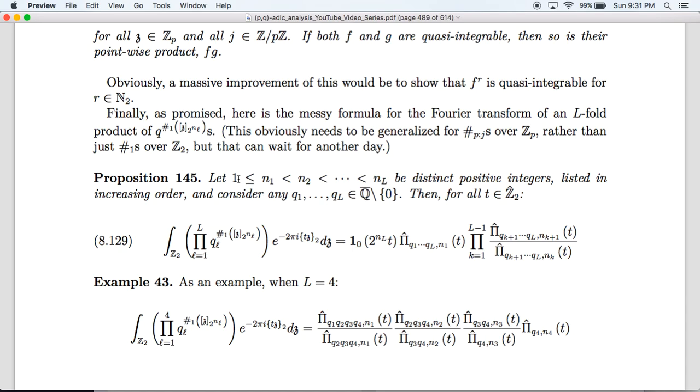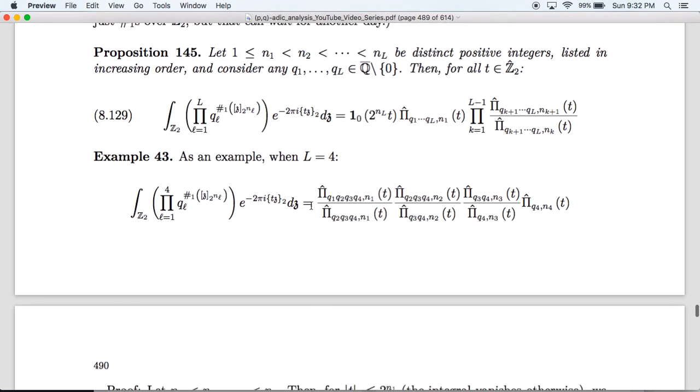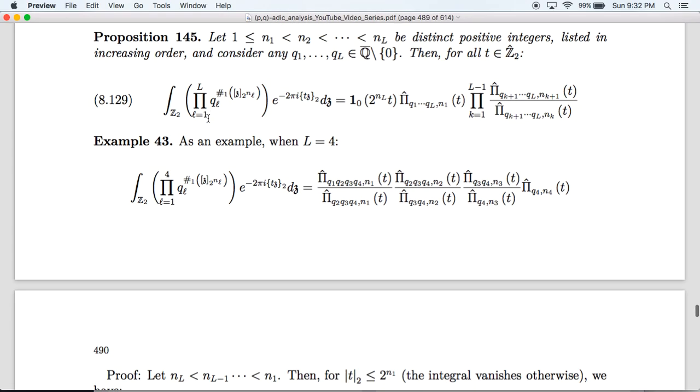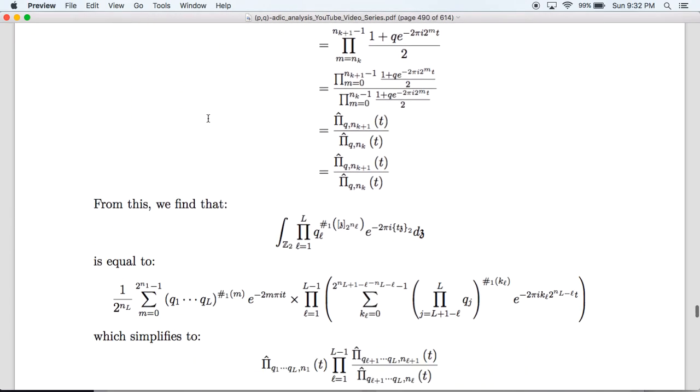Finally, as promised back in the previous video, here's the formula for our nth-fold product. And here we have these little n's arranged in increasing order. And again, I forgot the 1 over 2 to the n. This should be divided by 2 to the little n big L. And so for this one, there should be a 1 over 2 to the little n subscript 4. And so you can see how things are going to get exponentially more complicated as we increase the value of r. And the proof is just do it.